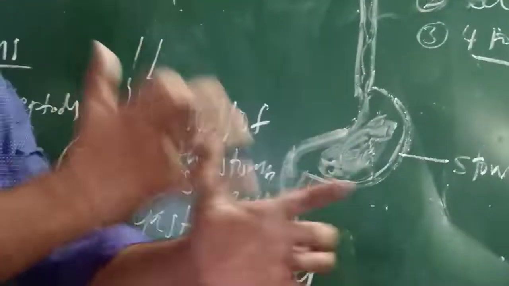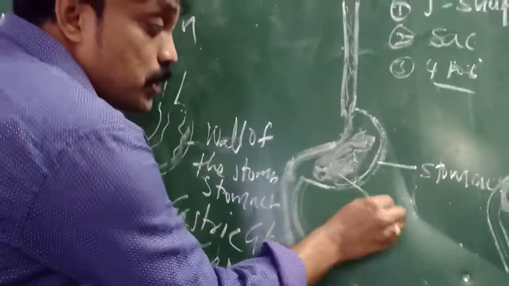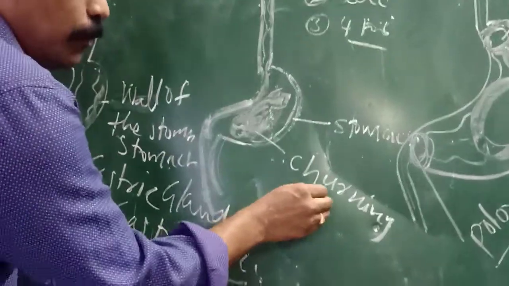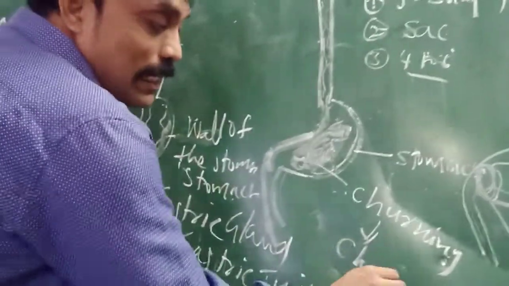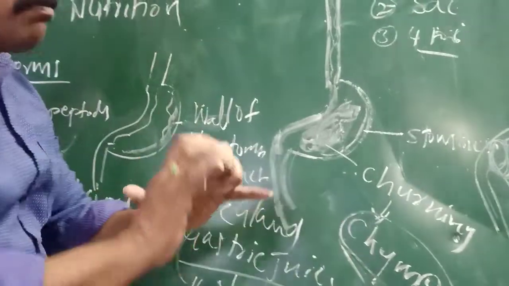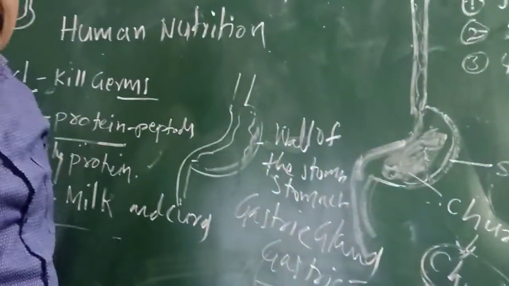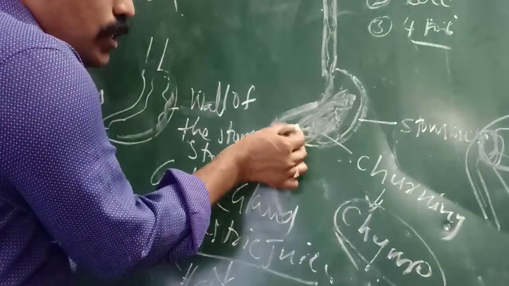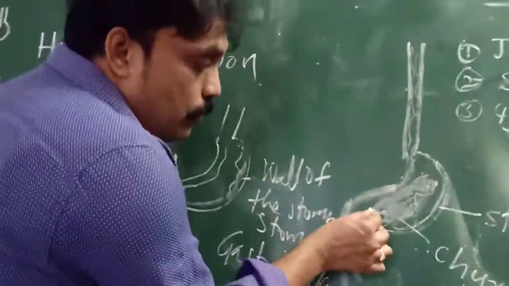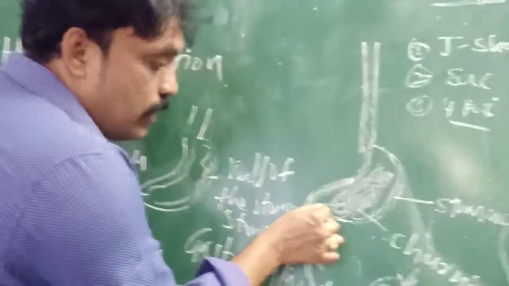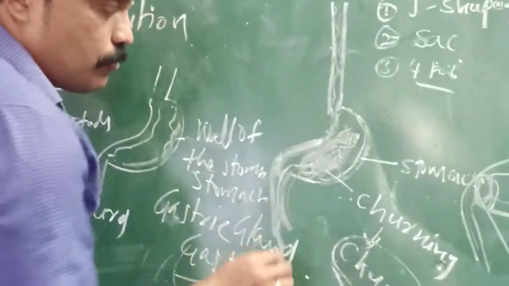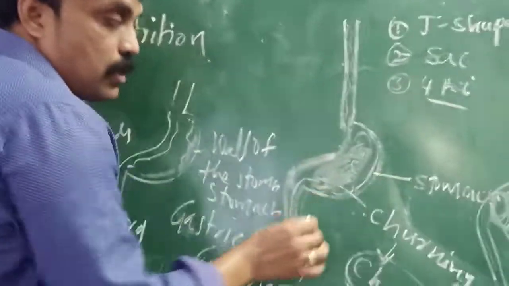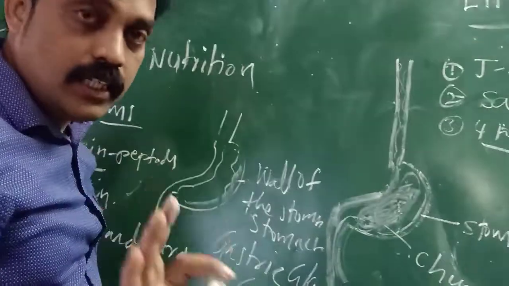So the food is churned; that process we call churning. The churned food, mixed with acid, just like curd, is called chyme. That chyme slowly enters the small intestine through the pyloric sphincter. Try to remember: only proteins are partially digested in the stomach. The remaining carbohydrates and fats are not digested in the stomach. Thank you.